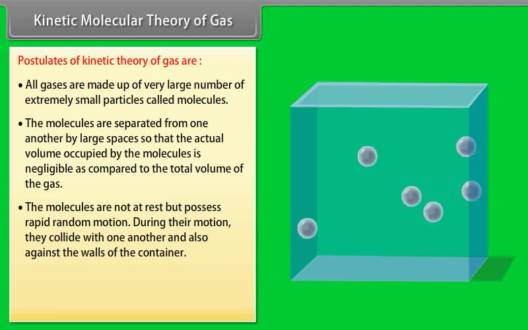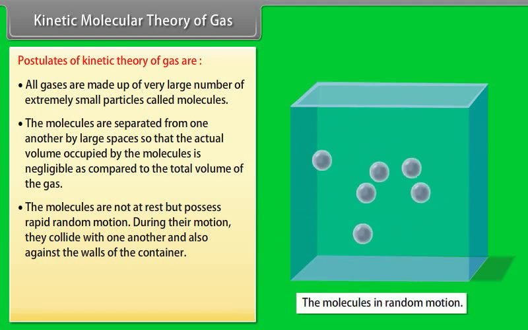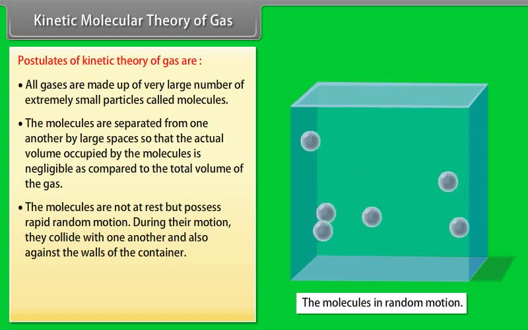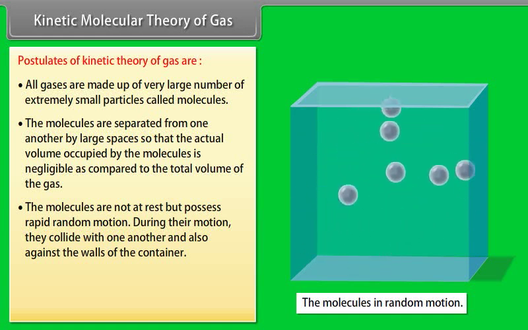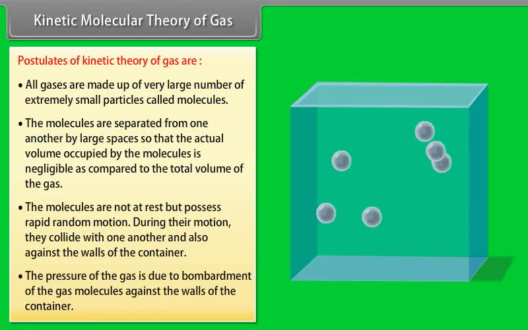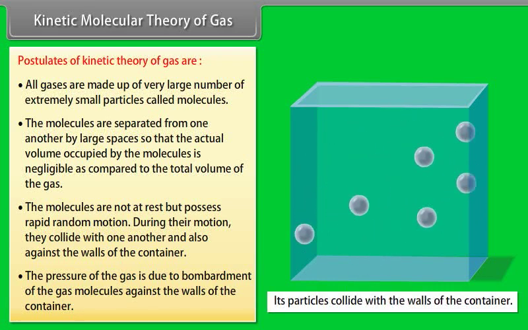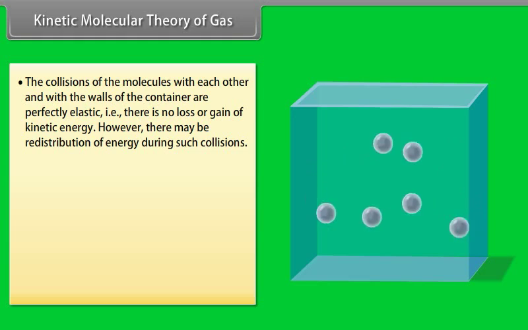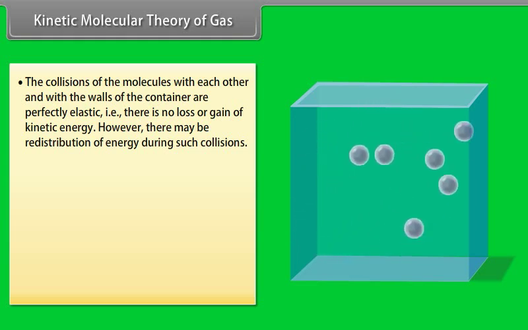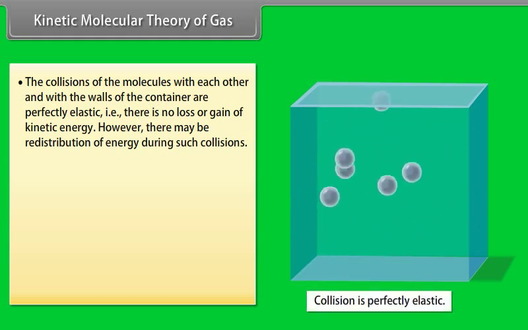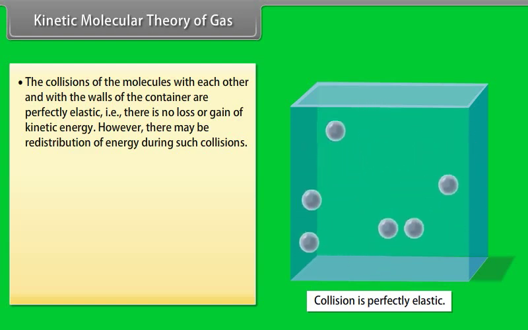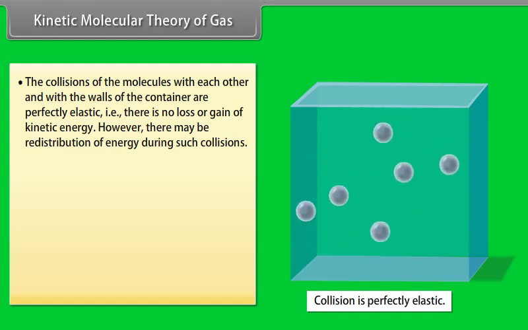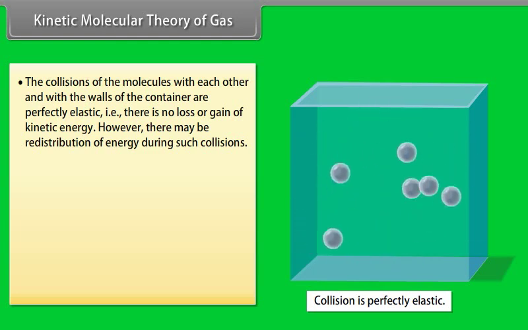The molecules are not at rest but possess rapid random motion. During this motion, they collide with one another and also against the walls of the container. The pressure of the gas is due to the bombardment of the gas molecules against the wall of the container. The collisions of the molecules with each other and with the walls of the container are perfectly elastic. That is, there is no loss or gain of kinetic energy. However, there may be redistribution of energy during such collisions.